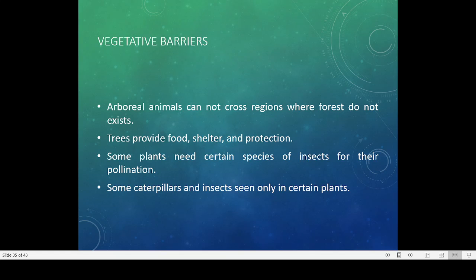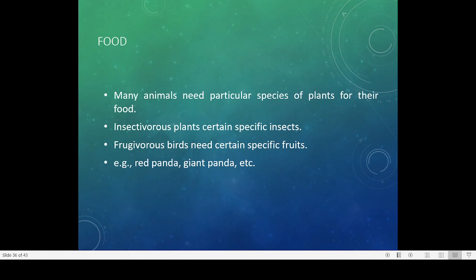Now, some caterpillars and insects are seen only in certain plants. For example, a monkey or a squirrel or other kinds of animals, reptiles, feeding on insects can survive only on a tree where those types of caterpillars or insects are available. They may not be able to survive on a tree where these insects are unavailable. So these are the situations of how vegetative barriers act as a barrier for the migration and distribution of animals.